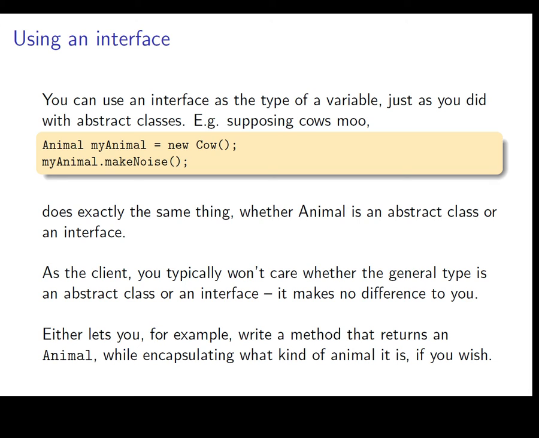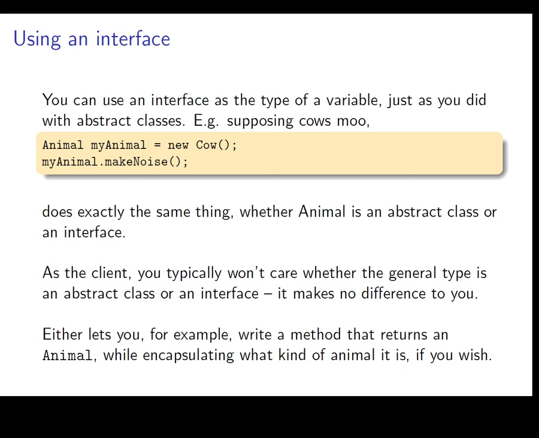And none of that is any different whether Animal is an abstract class like you saw before, or whether Animal is an interface. It behaves exactly the same way from the point of view of the client. From the point of view of the client, you really won't care whether the general type you're using is an abstract class or an interface. It makes no difference. Why might you want to use either of them?